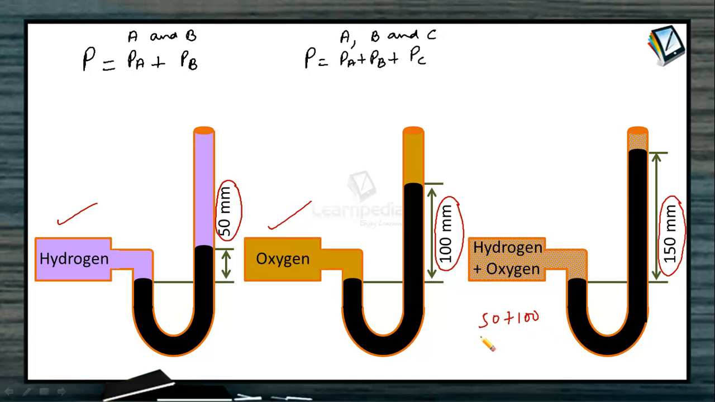So what is Dalton's law? The total pressure exerted by a mixture of two or more non-reacting gases is equal to the sum of their individual partial pressures. So it is 50 plus 100, which is equal to 150 mm. And that is about the concept of Dalton's law of partial pressures.